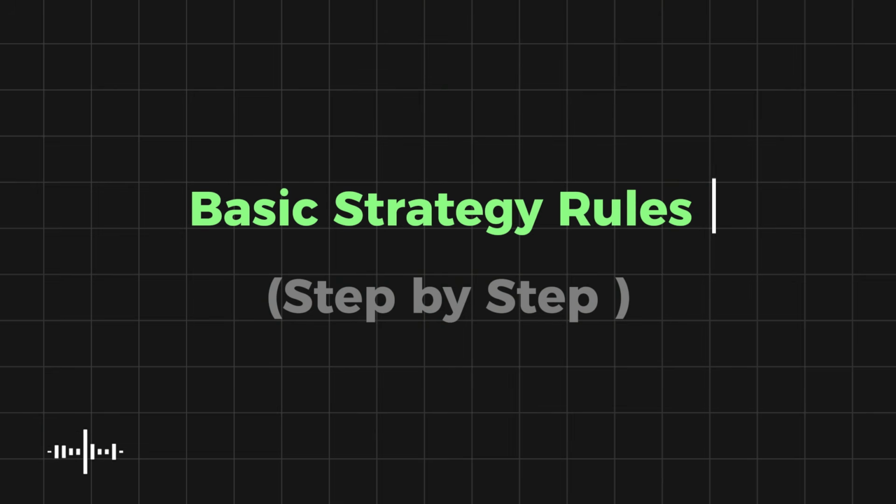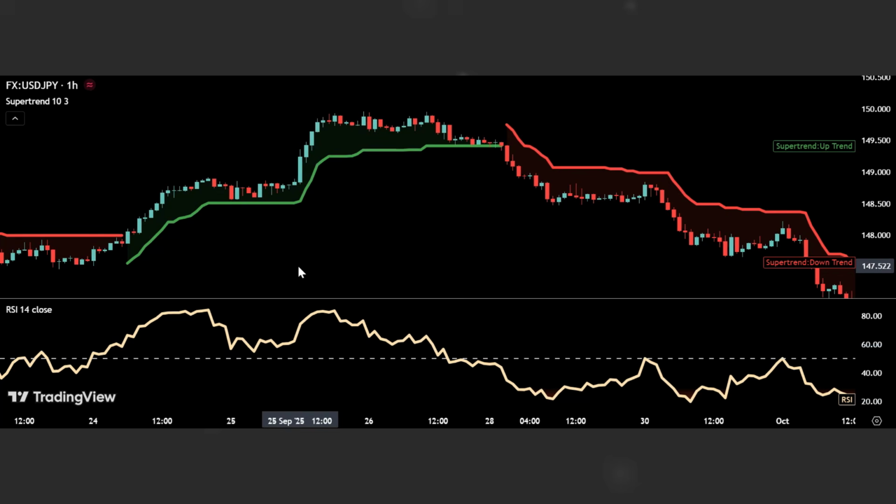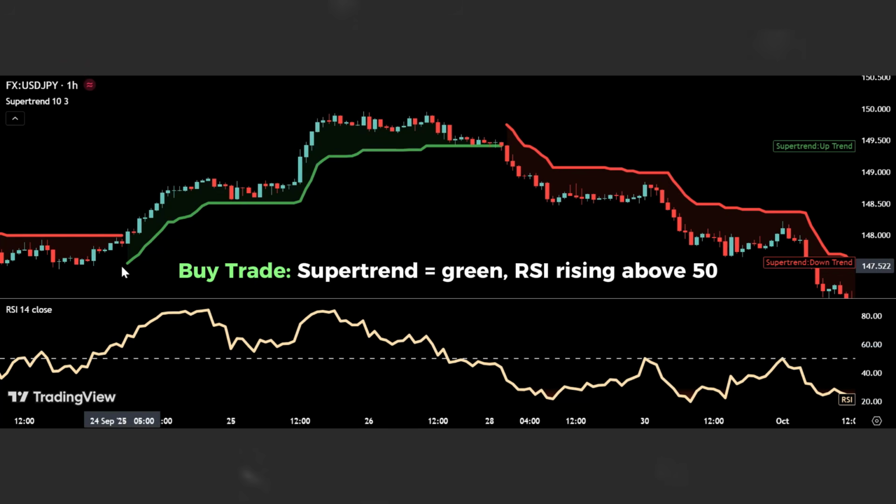Basic strategy rules, step by step. For a long entry, buy. Wait for Supertrend to flip green. Then check RSI, it should be above 50 and preferably rising. Once both conditions are met, enter at the close of the confirming candle.